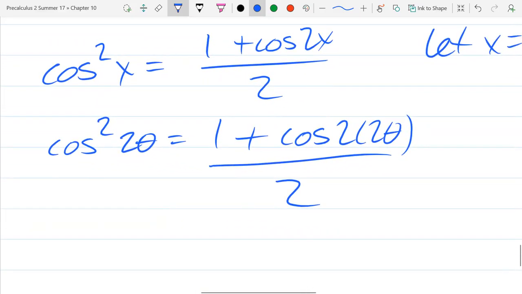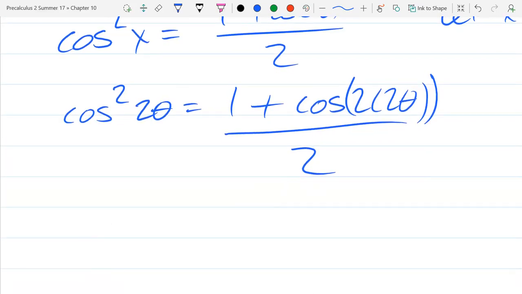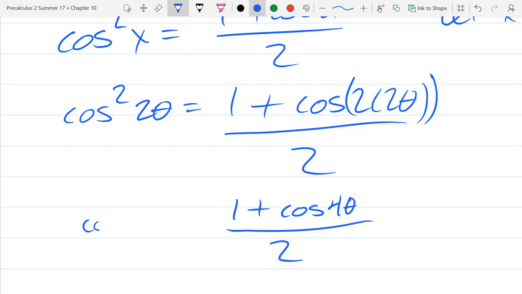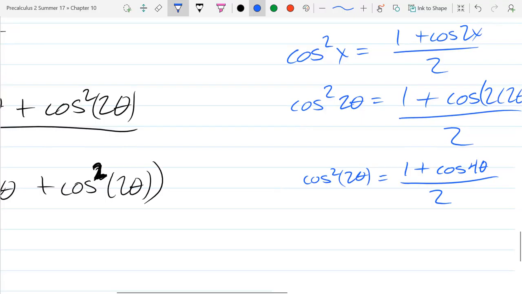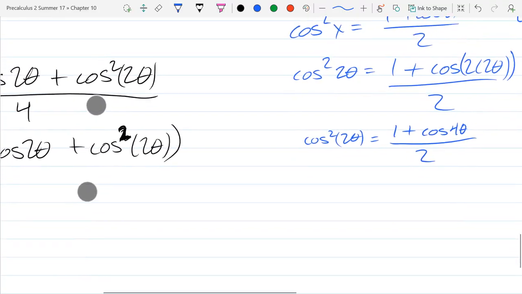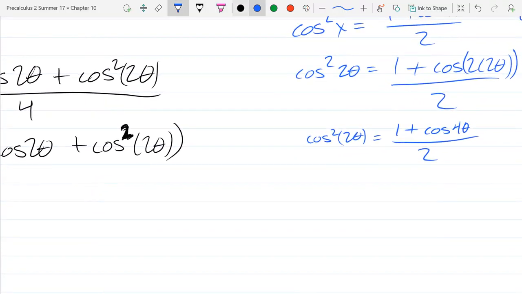Now I'm going to be careful in that cosine in the numerator. We're really multiplying 2 theta by 2 and then taking cosine. So I'll put extra parentheses around it. And of course, 2 times 2 theta is 4 theta. There we go. So that's the identity we're going to use here. Trying to keep them all on the screen.